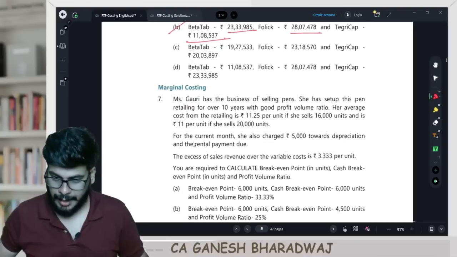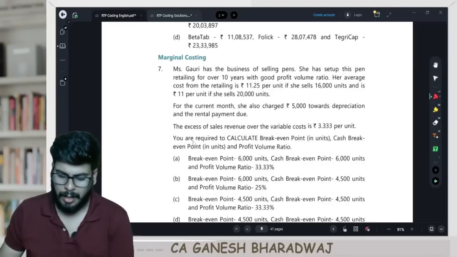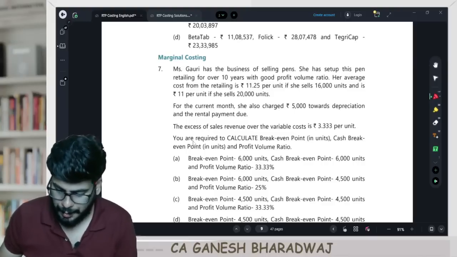Now going on to the next question. This is a question on cost marginal costing, a small question. Miss Gauri has the business of selling pens.